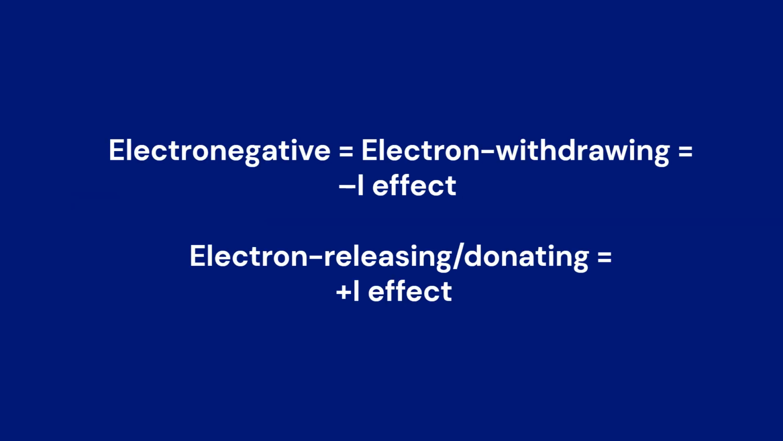Electron withdrawing, electronegative is nothing but electron withdrawing. Negative means minus I. Okay, and electron releasing or donating, it gives, that means plus. Okay, so that is plus I effect. So this is how simply you can remember plus I and minus I groups.